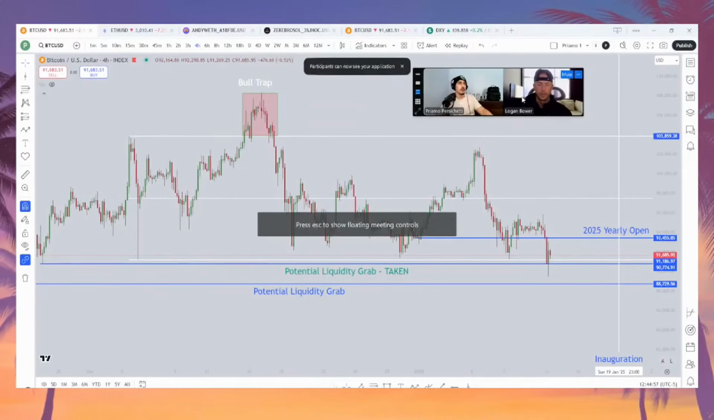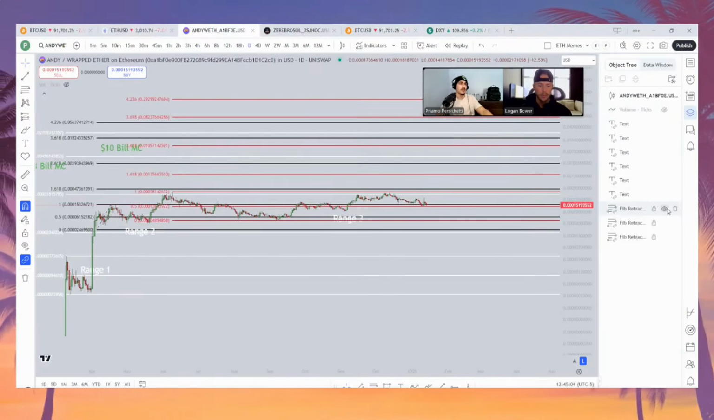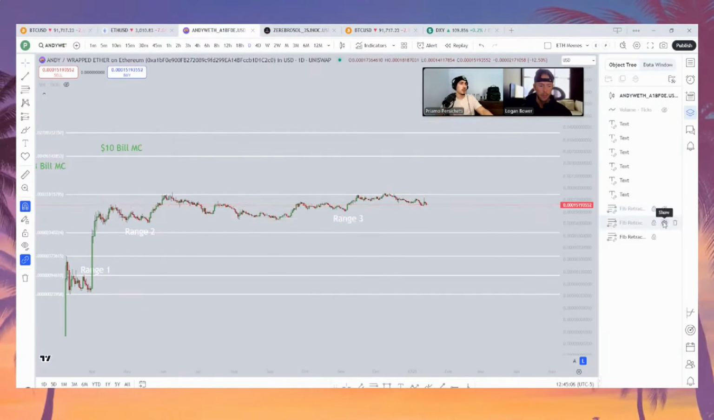So I'll give you guys a little sneak preview. So Andy, if we take a look at this Andy chart, I had put a couple of ranges on here. What's that? 10B. Let's see. I'm gonna hide the ranges.